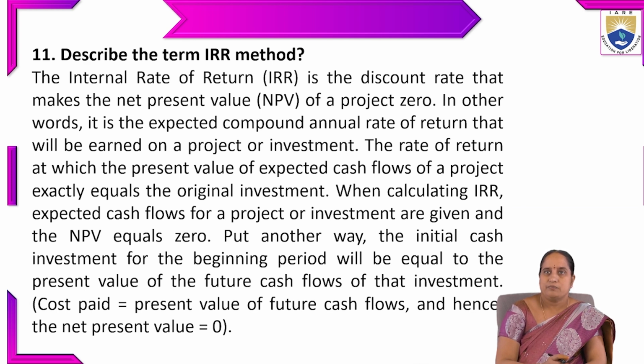In other words, the initial cash investment for the beginning period will be equal to the present value of future cash flows of that investment. So, in simple terms, cost paid equals the present value of future cash inflows. Hence, the NPV equals 0.